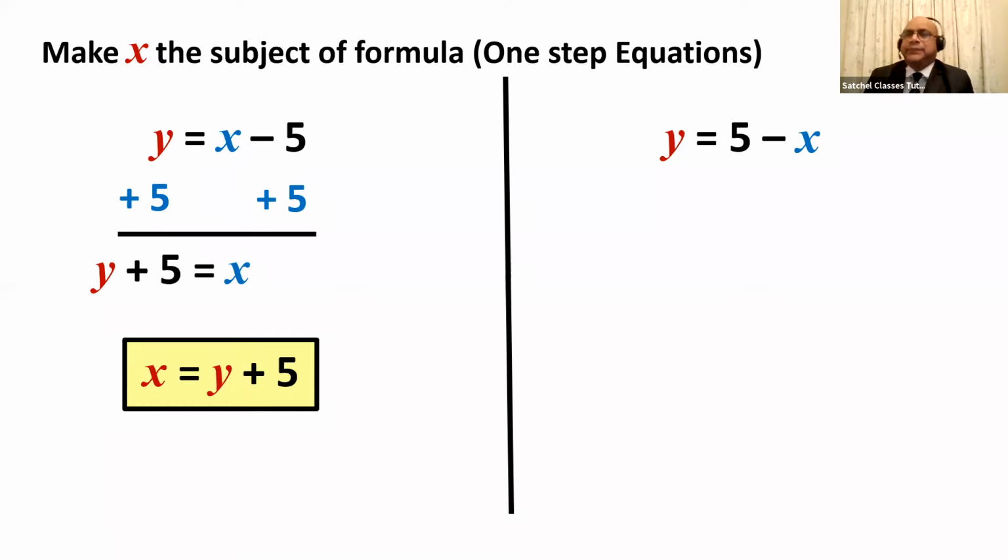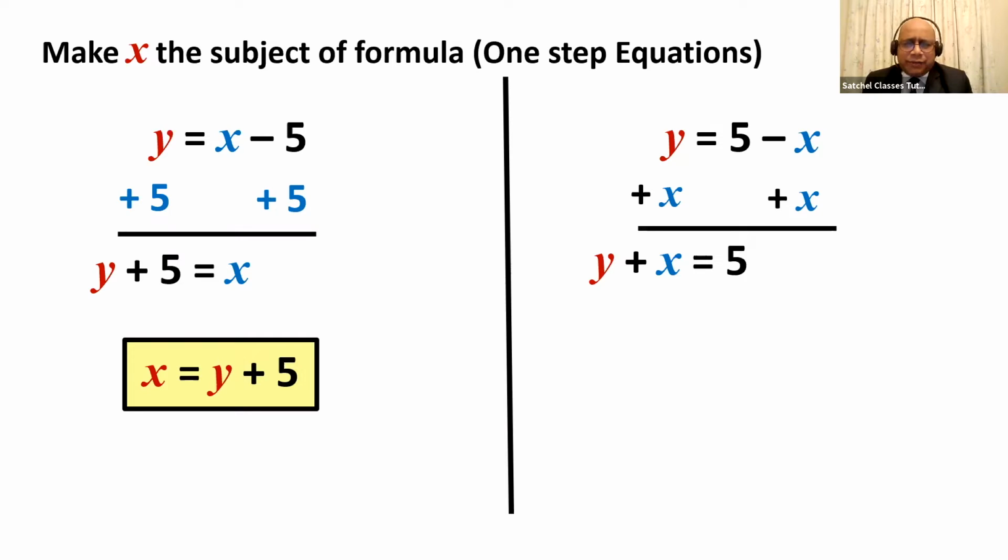Okay, so what is the inverse of minus x? I need to do a plus x. So I'll add plus x on both sides of the equation. On the right hand side, minus x and plus x will cancel out, as in minus x and plus x is 0. So we'll be left with y plus x on the left and 5 on the right.